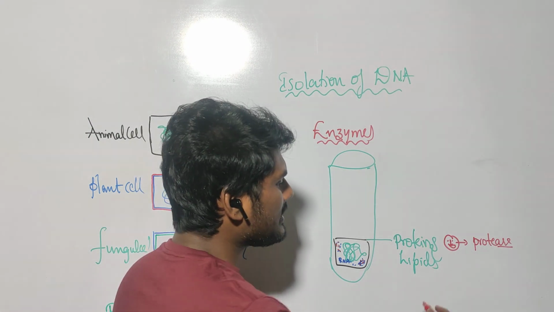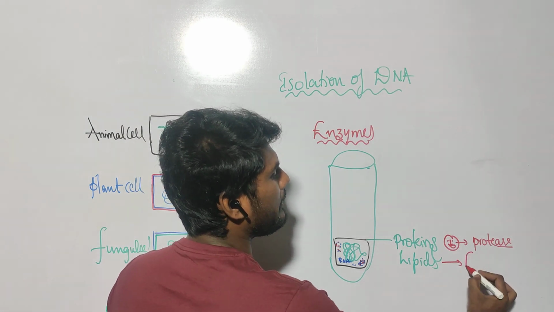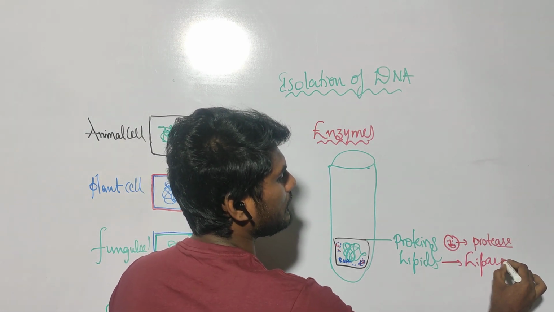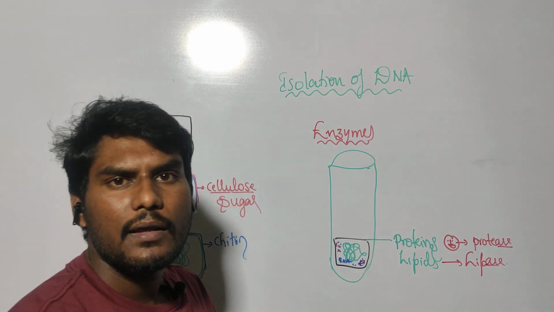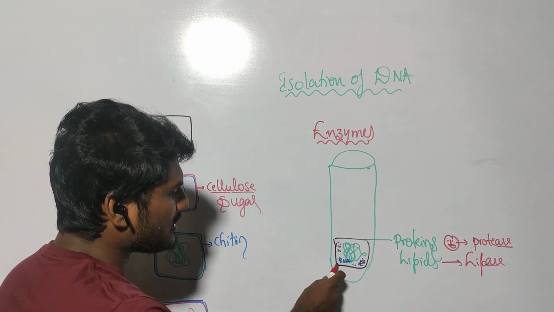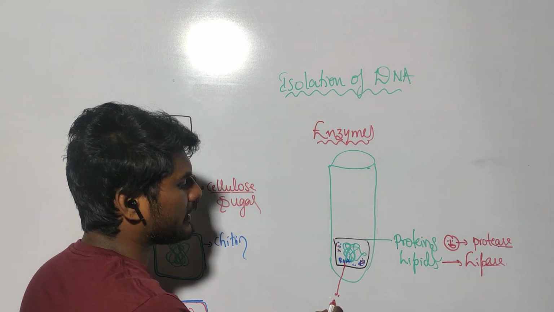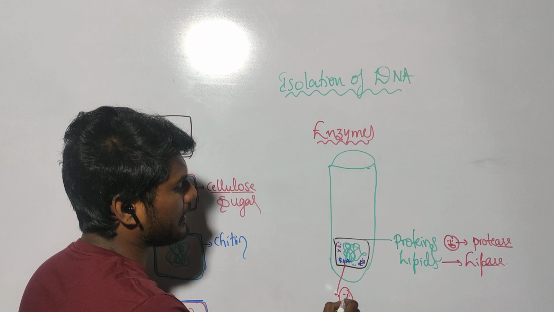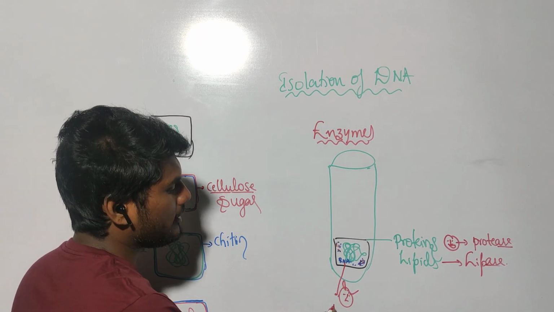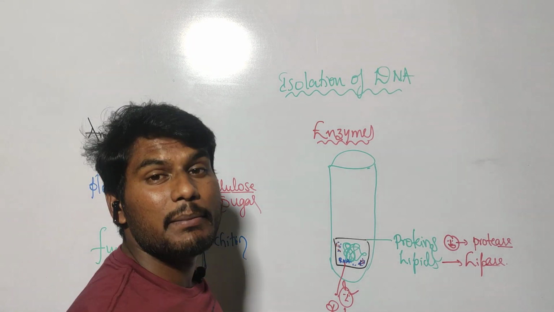And next there is another enzyme which is breaking the lipids. So what is the enzyme name? Lipase. Lipase enzyme breaks the lipids. And there is also the presence of RNA. RNA is also a polymer. We don't want RNA. How can I break it? There is one enzyme which can break RNA. The enzyme name is RNase.